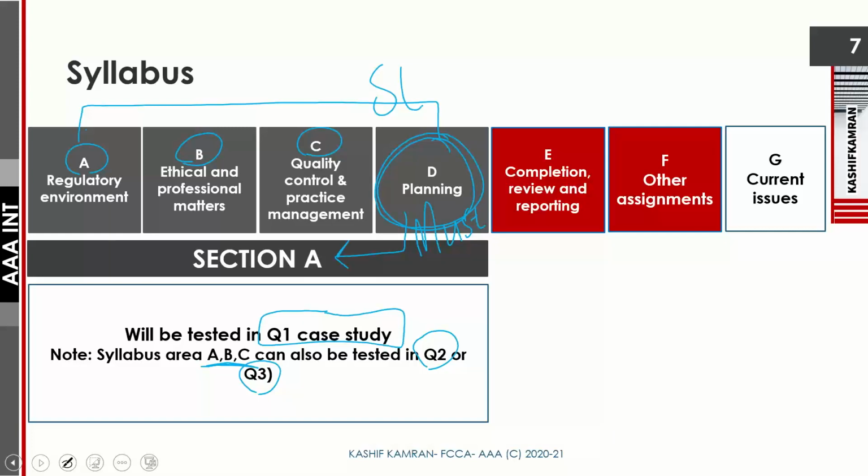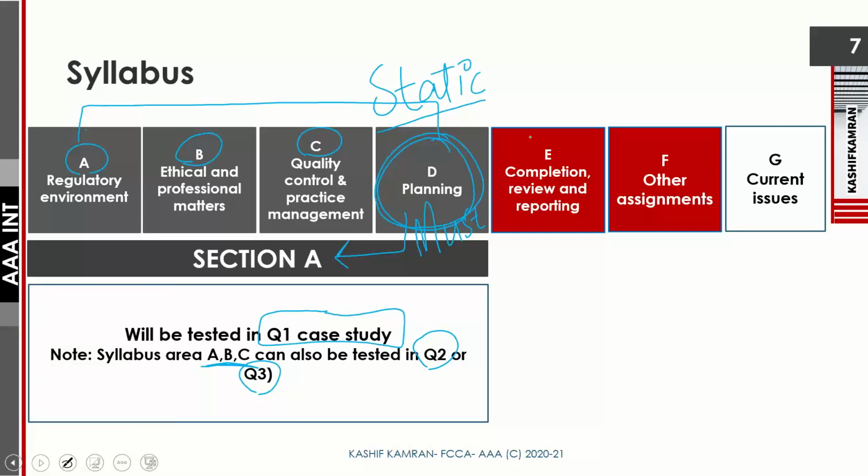It is static, and it is only confined to question number 1. So syllabus area D will not move from section A to section B. Syllabus area D will remain in section A. So that's how section A looks.